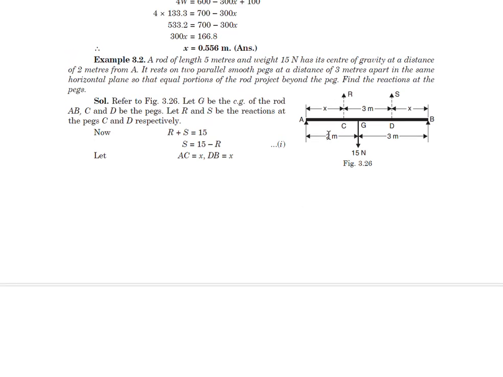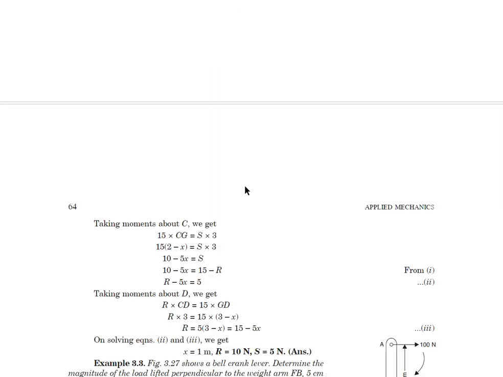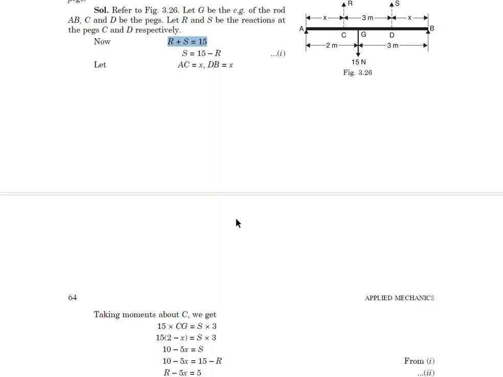Okay, because you see there are three unknowns in this problem. One is distance x, then reaction at C, that is R, and S. So we need three equations. First thing is we have this equation which is vertical resolution of forces, and then we will have the moment about point C. When we find the moment about point C, we have the moment of this 15 Newton force. This is 15 into 2 minus x, and that is the distance CG in the clockwise direction.